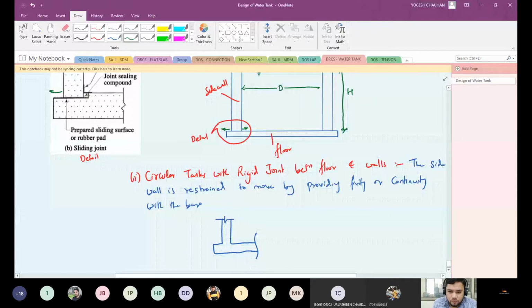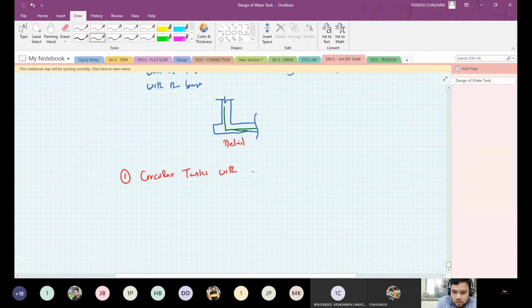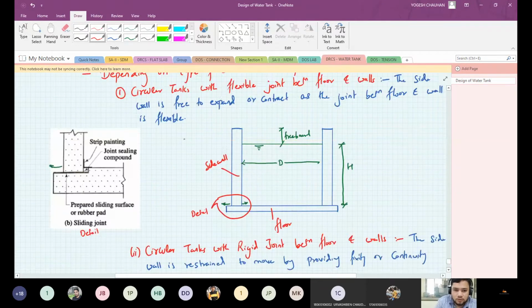So with this, let us go through the theory of the first type of construction, that is circular tank with flexible joint between floor and side walls. So for this, let us consider this.